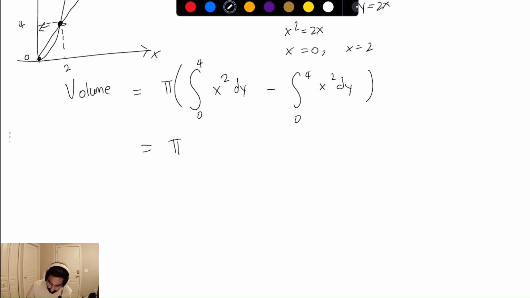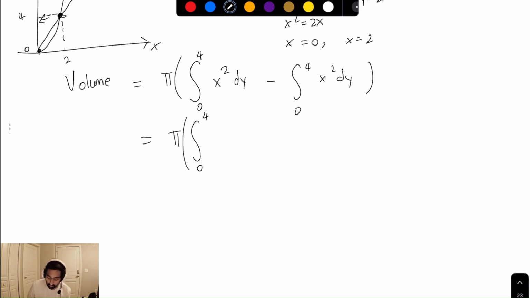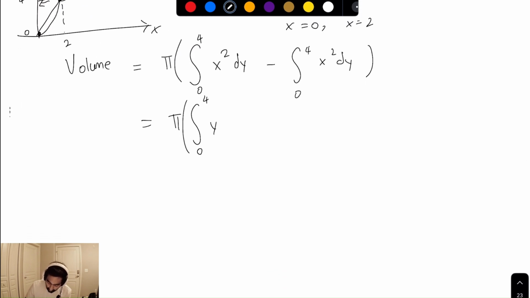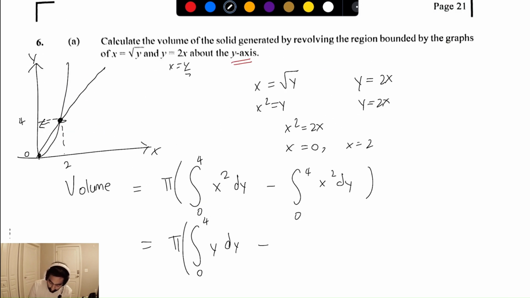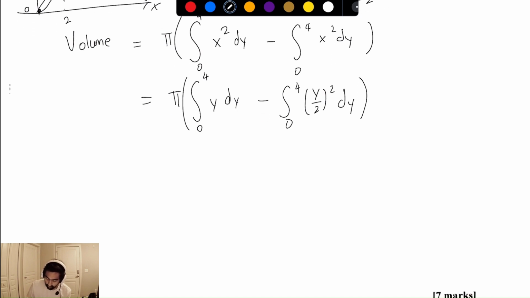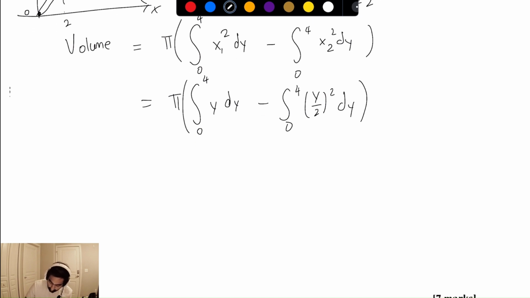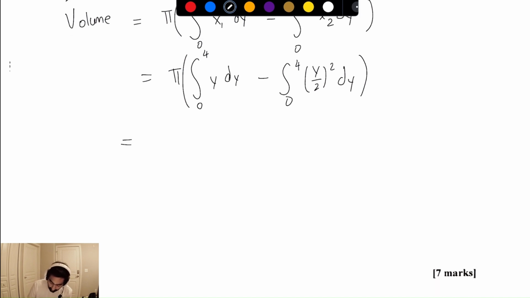So I know it looks a little confusing, so let me just write this a little better. y going from 0 to 4. Like in this first one, x is equal to the square root of y. So that means that x squared is just y dy. And then in the second one, x is equal to y over 2. So minus the integral from 0 to 4 of y over 2 squared dy. Let's call this x1 squared and x2 squared. Anyway, so this is the formula that we get, and it's just a matter of computing the integral.